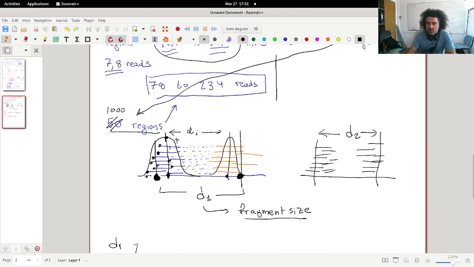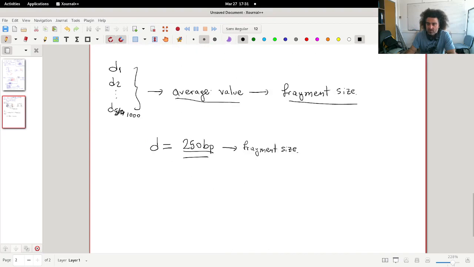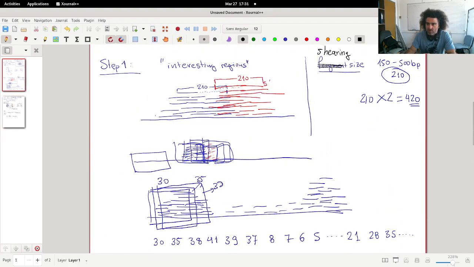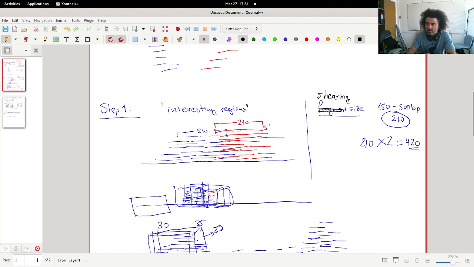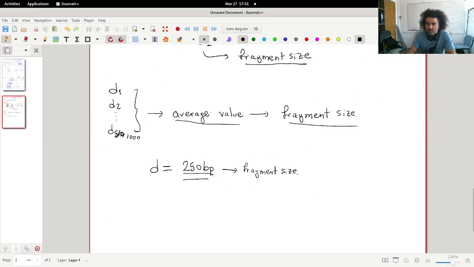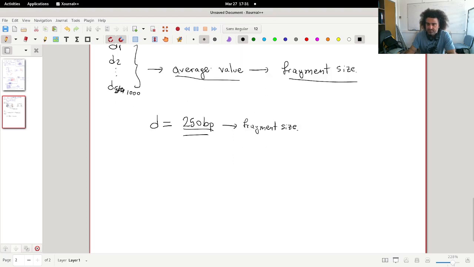Okay, so if you try to think a little bit about the whole process, we start with a hypothetical shearing size, and we did all this process to find from the data the fragment size. And since we have now the fragment size, we can proceed and analyze the regions and try to find the interesting peaks. So this is the first video, and now we'll go to the next one to continue the process.